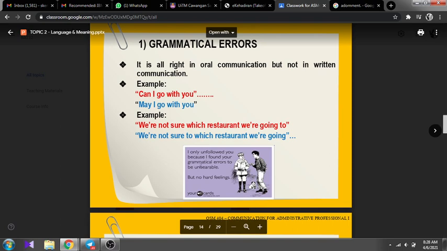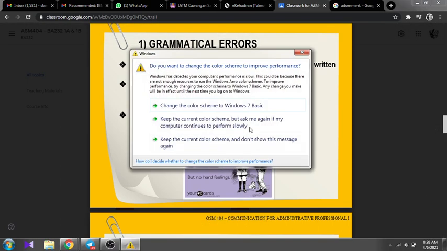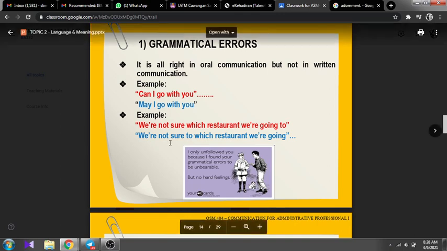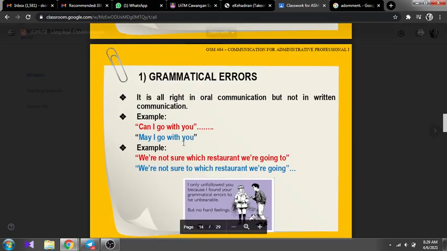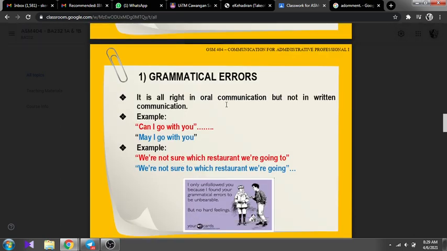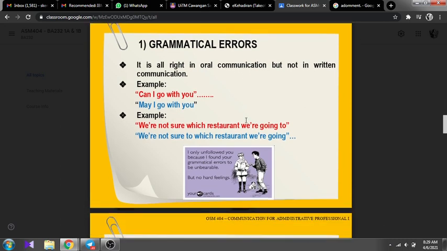I only followed you because I found your grammatical errors to be unbearable, but no hard feelings. Ada ke orang macam ni? Unfollow you because your grammar teruk. Maybe ada. Okay, but just ignore grammatical errors, because English is not our first language. Maybe some of you, I don't know. So we should be proud lah with our bahasa sebenarnya.